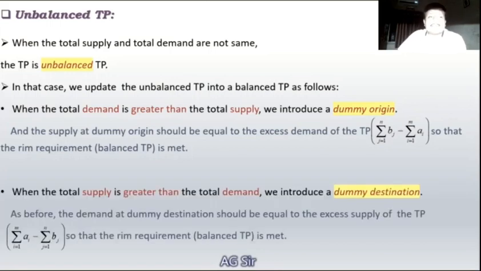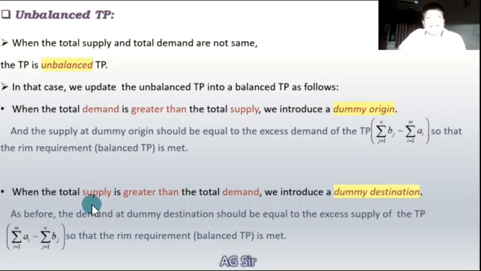Similarly, when the total supply is greater than the total demand, what do you do? You introduce a dummy destination. What about the demand of the dummy destination? Remember, the demand of the dummy destination should be exactly equal to the excess in rim requirement. That means sum a_i minus sum b_j. Is it not? You want an example?